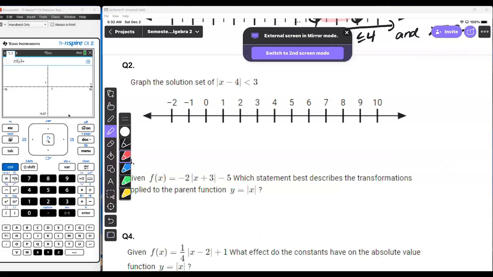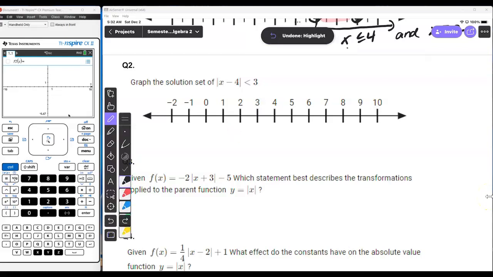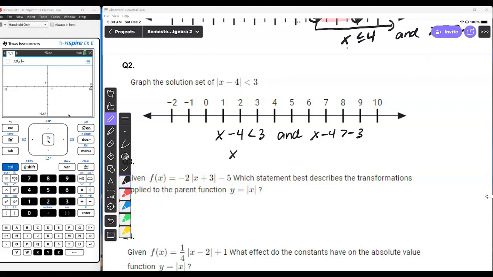Okay, so what we're going to do here is graph the solution for the absolute value of x minus 4 is less than 3. So you have x minus 4 is less than 3, and x minus 4 is greater than negative 3. So you add 4 to both sides. Remember to add 4 to both sides since you're solving the inequality for x. So x is less than 7.